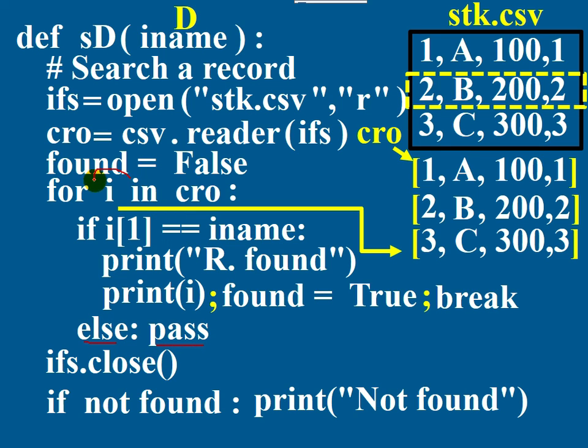Now no more rows are there to be retrieved. So control comes here, ifs.close, file removed from computer's memory, and here found is false because this piece of code was never executed. Okay, so found remains as false. So found equal to false, condition true. So on the computer's monitor you get the answer record not found. So this is how you implement the search function in a CSV file.